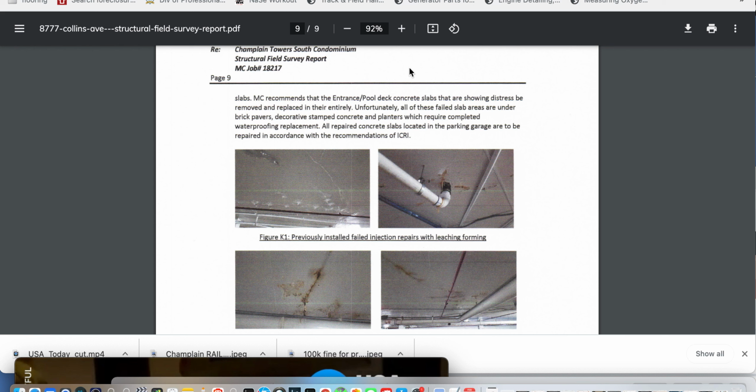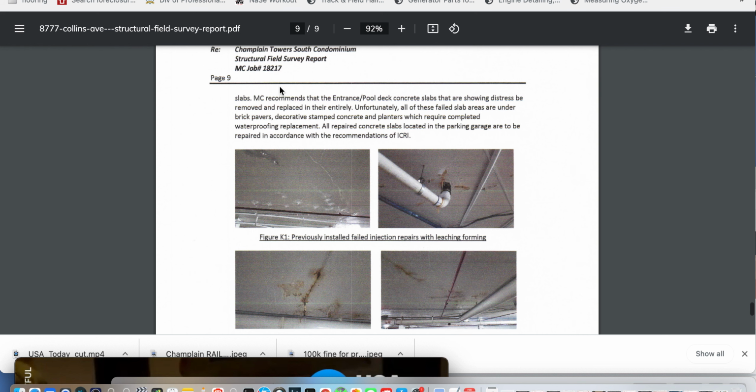You get the bonus round. This is page 9 of 9. Total of 9 pages called the Structural Field Survey Report. And if you see right here, it says, unfortunately, all of these failed slabs are under the brick pavers, decorative stamped concrete, etc. He says failed slabs.